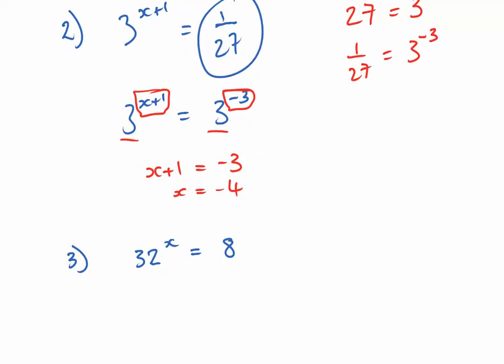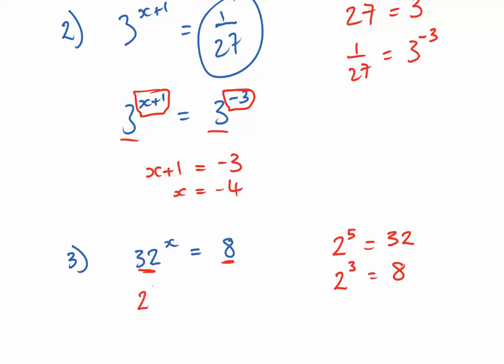Okay, the next one's not quite so obvious. And the reason for that is that these two numbers here are not the same. But if we can change these powers so that they are the same, then we should be able to solve that. So let's think about a number that if we raise it to a certain power will give us 32. So 2 to the 5 gives us 32. That's handy because 8 is also 2 to the power of a number, 2 to the power of 3. So we can write both of these numbers here as powers of 2.